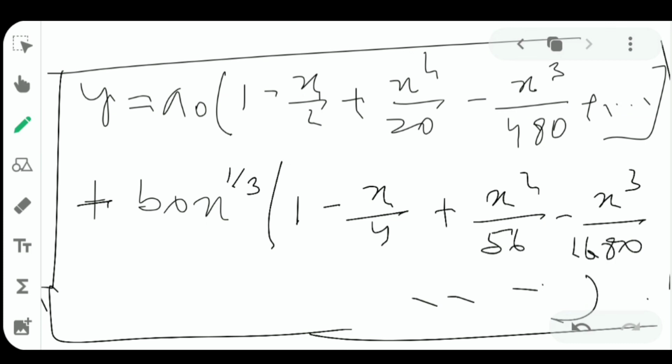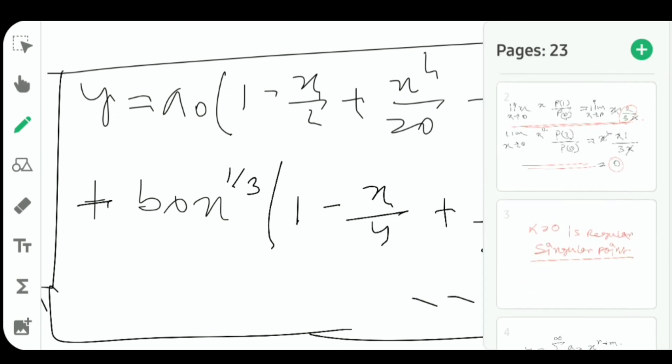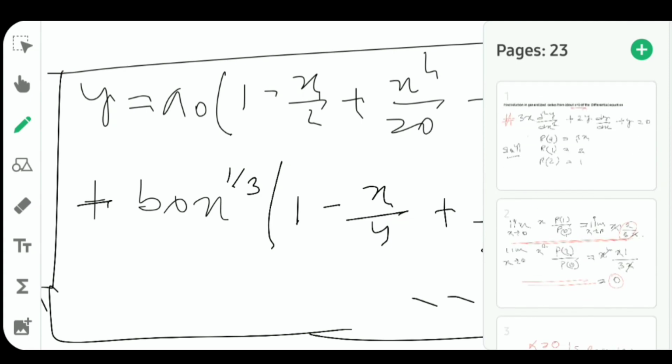So this is a very lengthy question. It comes for 6 to 8 marks in universities.